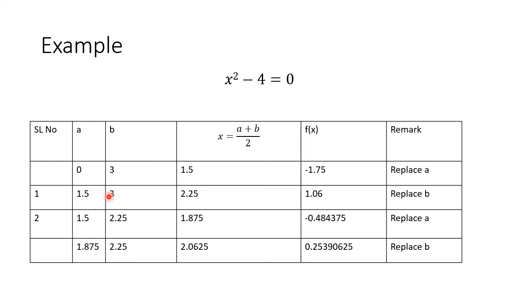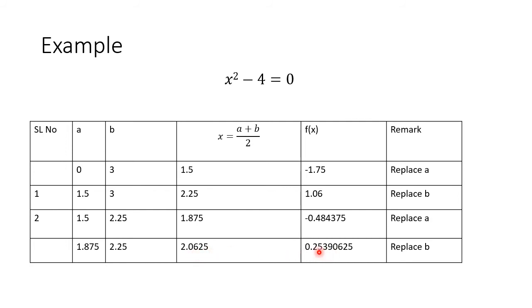You can see that the size of the interval is bisected, and that is why it is called the bisection method. Again, we evaluate the function at the midpoint. It turns out to be positive, then we replace b. So the interval reduces to 1.5, that is a, which remains the same, and the upper limit b is replaced with 2.25. Again we calculate the midpoint and find the function. It turns out to be negative. We replace a. We proceed like this, and you can see that in the third iteration, f of x turns out to be 0.0625.